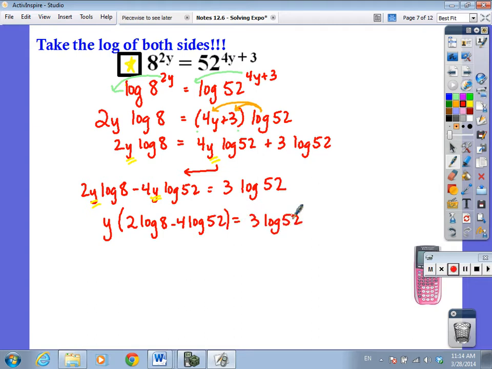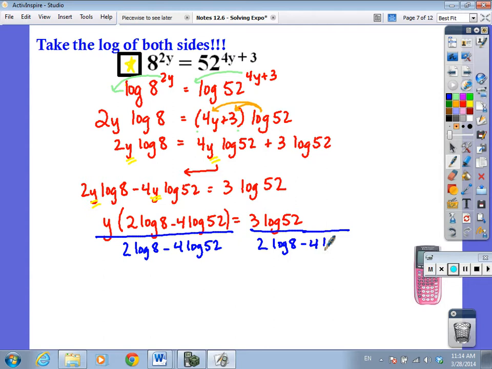So this is kind of a weird step for some people. My job is to get y alone, and currently it's multiplied by something, so I need to divide both sides by the same thing. It's very long, but it is 2 log of 8 minus 4 log of 52. And that's that step that we saw in the calculator. So 2 log of 8, you have to extend that bar, minus 4 log of 52 goes in. And what did you remember on the calculator? You remember that you want parentheses around the top, parentheses around the bottom. So top divided by bottom goes into the calculator.